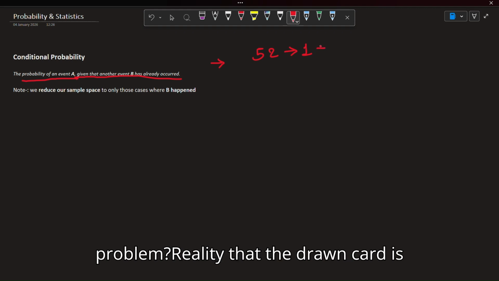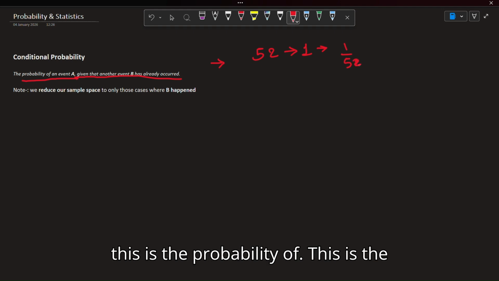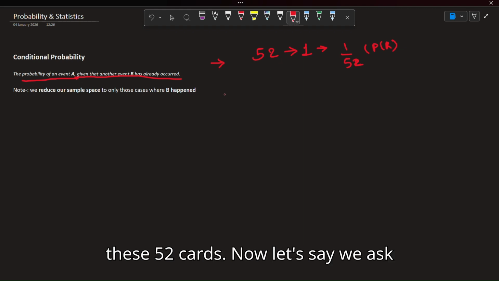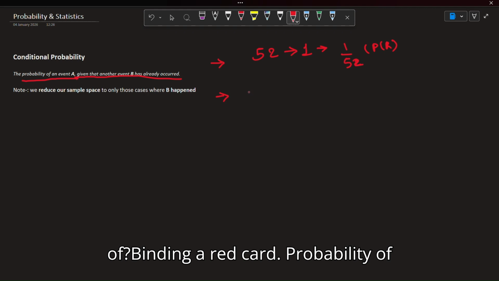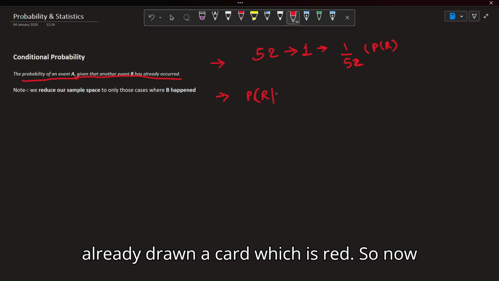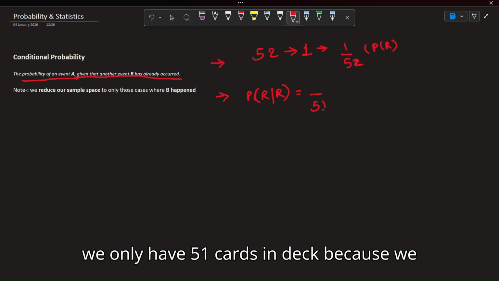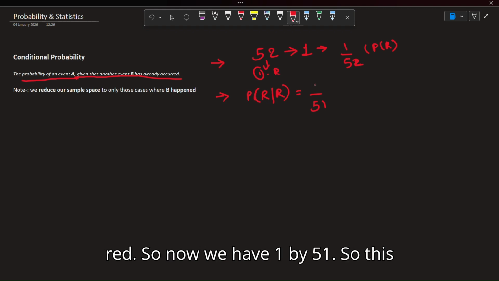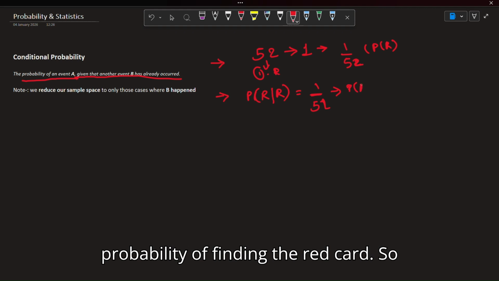So what is the probability that the drawn card is red? So it will be 1 by 52. So this is the probability of finding the red card in these 52 cards. Now let's say we ask another question. What is the probability of finding a red card, given that we have already drawn a card which is red? So now we have restricted the sample space. Now we only have 51 cards in the deck because we have already taken out one card which is red. So now we have 1 by 51. So this changes the probability of finding the red card.